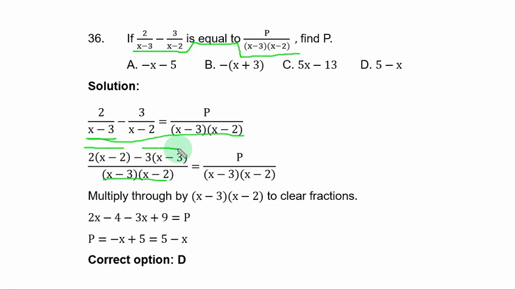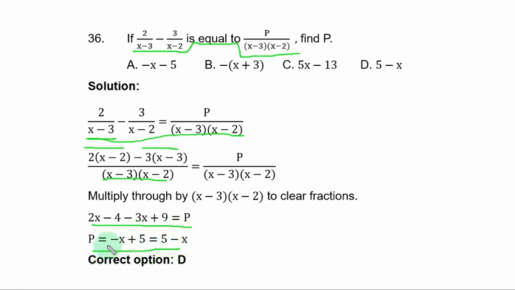We need to clear the fractions, so you multiply through by the LCM of the denominator. The LCM is the same. So if you multiply through by the LCM, the denominators disappear. You are left with the numerators and you equate them. If you add like terms, you have this result.